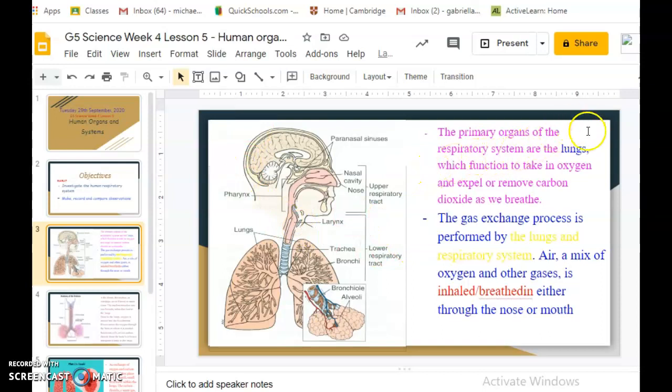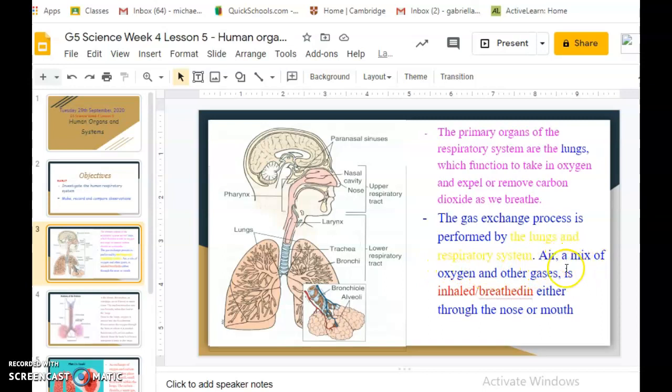Now, the primary organs of the respiratory system are the lungs. The function of the lungs is to take in oxygen and expel or remove carbon dioxide as we breathe. Now, the gas exchange process is performed by the lungs and the entire respiratory system. That is the system that is responsible for the exchange of gases.